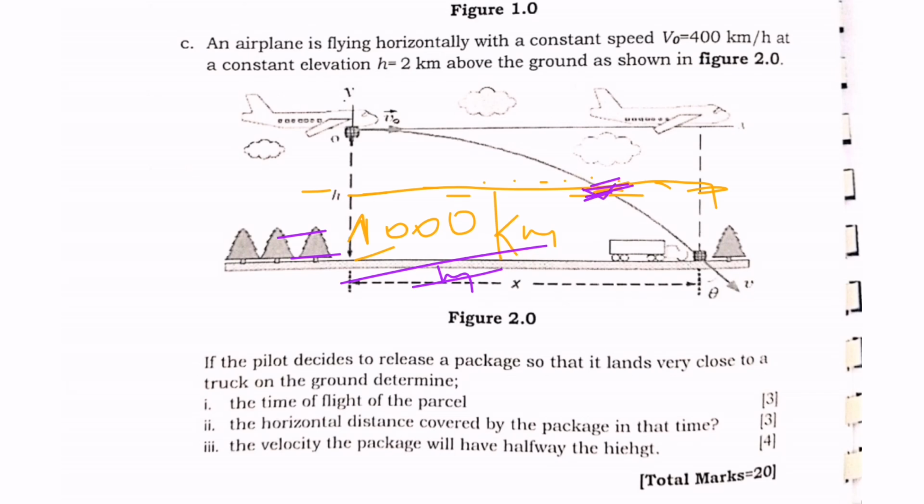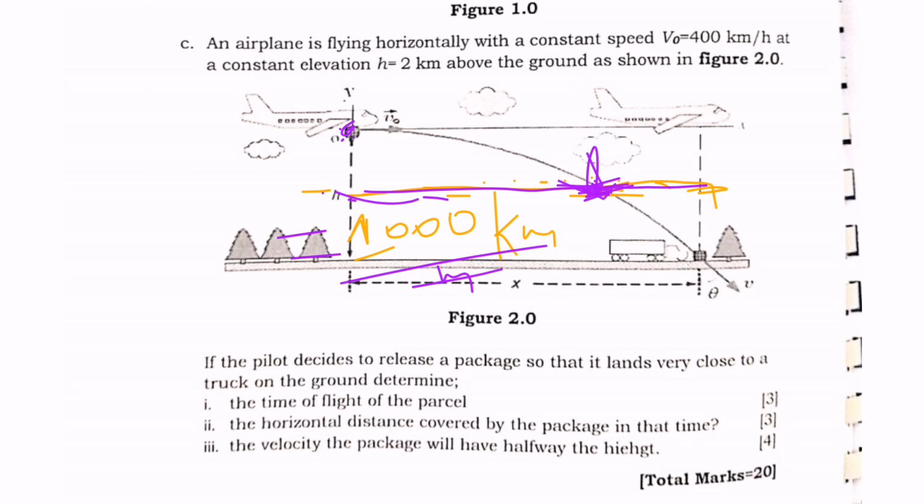I explained in the first video on projectile motion that when you look at this, we have the initial velocity. It started at 0. Until it lands, we assume this will be our final velocity, which is at the half height. Now they ask us to find the final velocity, the velocity of the package halfway the height.